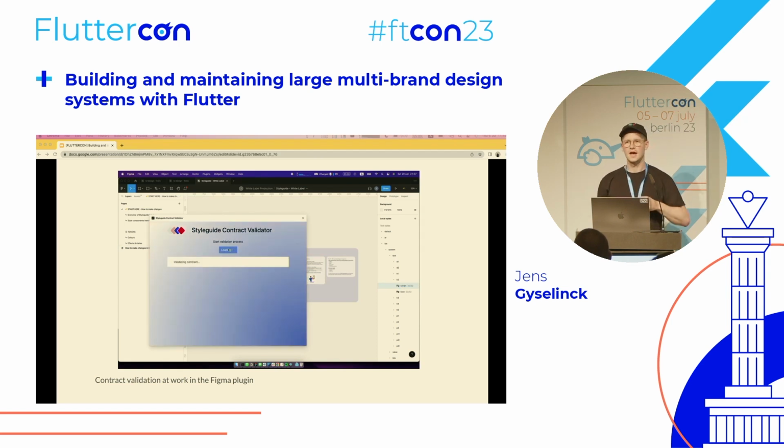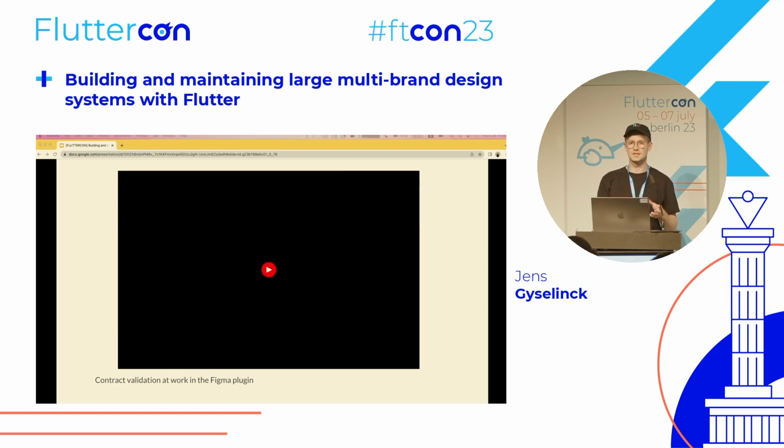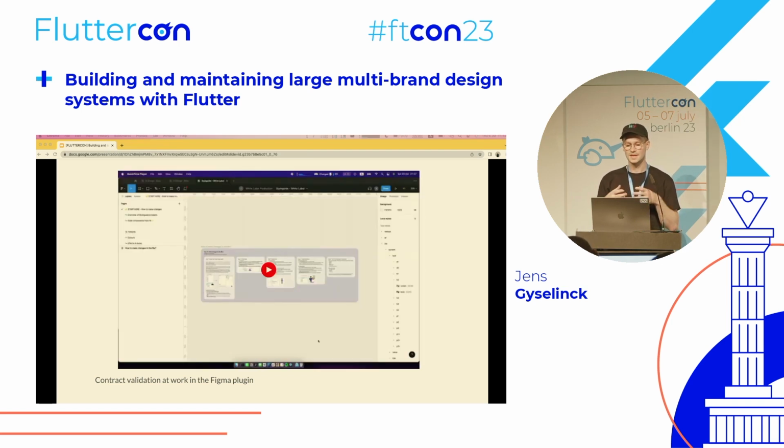And we have that in two places. We have that as a Flutter Figma plugin for the designers, if they're setting something up new, so they can actually check whether everything works and they didn't break something. And we also have it on our CI so that we don't accidentally generate broken themes and then only notice it when we are at runtime building the app and something breaks because there's a style token missing. So that contract validation actually saves us a lot of time.